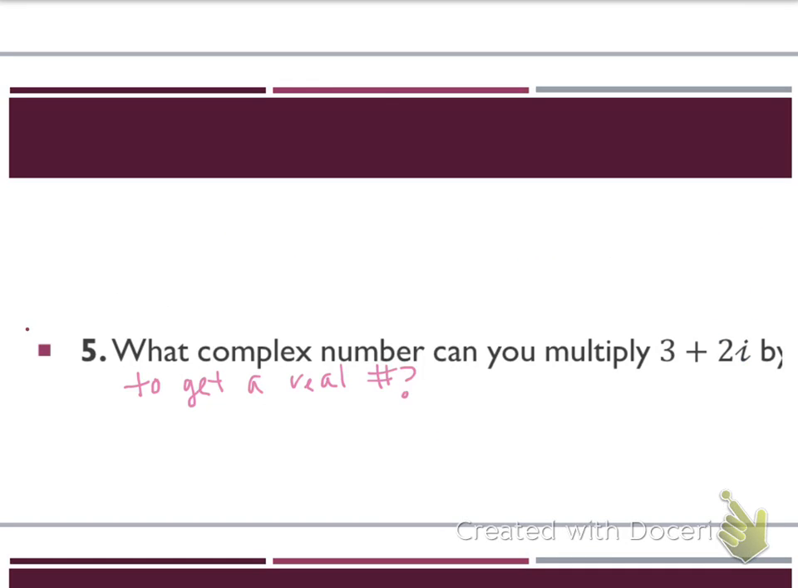Okay, so we're going to use that in a second. What complex number can you multiply 3 plus 2i by to get a real number? Its conjugate, 3 minus 2i, so that my center i's will cancel. Okay, the next question, number 6, says what complex number can you multiply a plus bi by? You would have to multiply by a minus bi to get my imaginaries to cancel and become a real number.